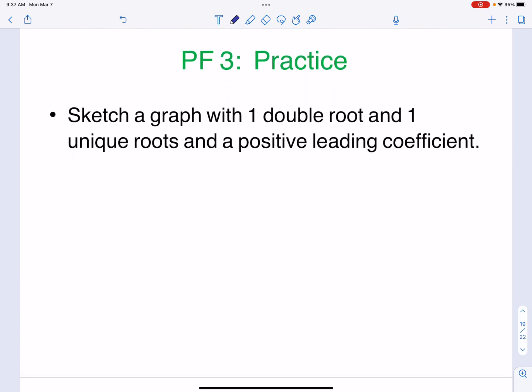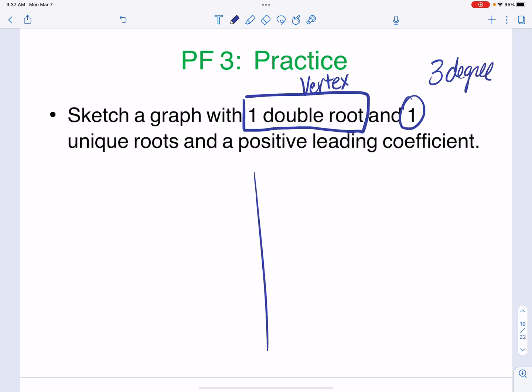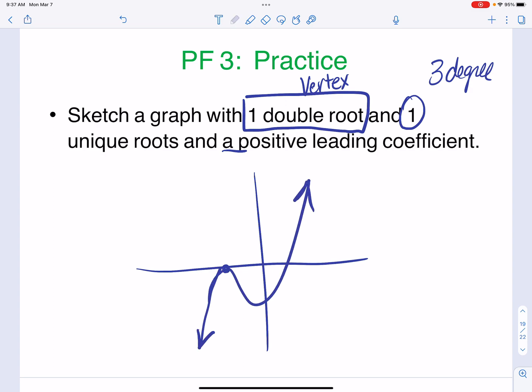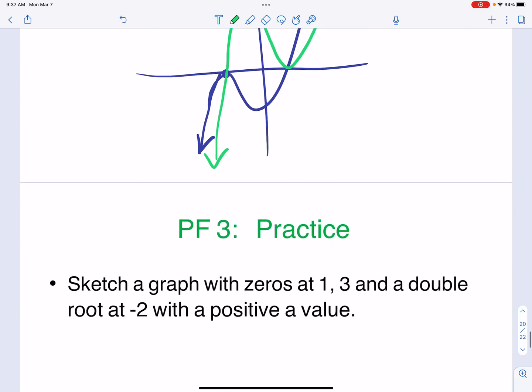All right, so look at this one. A double root means you have a vertex on the axis, and then you have 1 unique root, so it's a different root. So that means that this is a degree 3. And it's a positive a value, so it's going to be going uphill. So I maybe have a double root here and then there, right? Or I could actually go through and have my double root there. I don't really care how you draw this, but it's going to have a vertex on the axis.